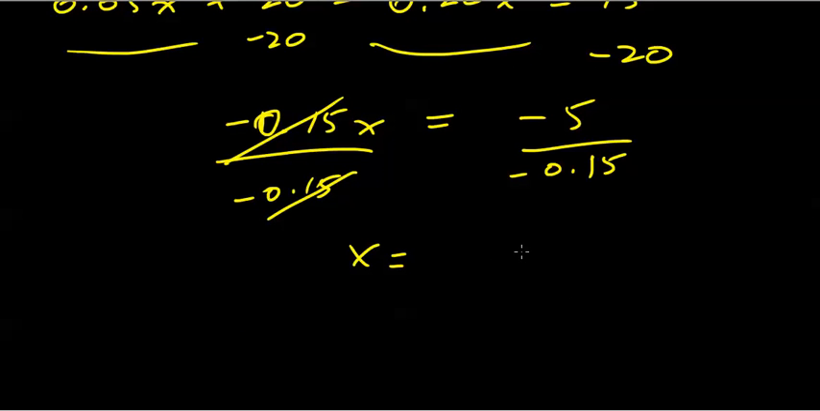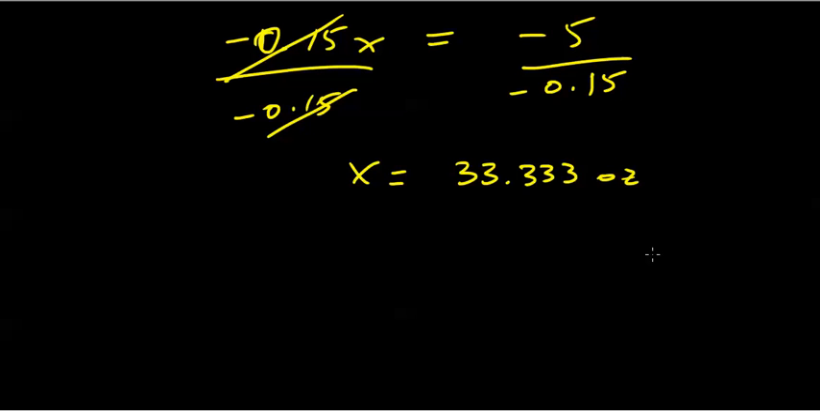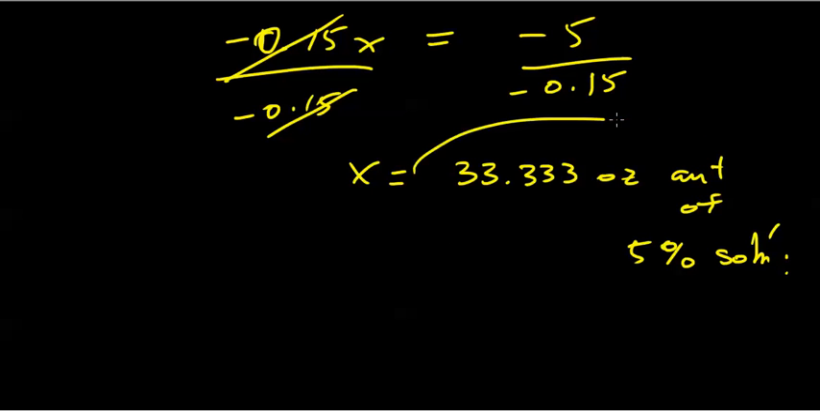I get x equals positive 33.33 ounces, 33 and a third ounces. I'll round off to the nearest thousandths decimal point. That should be plenty. So that is the amount of the 5% solution. That's what we defined x as. Circle it.